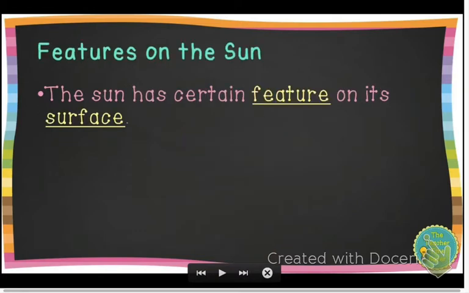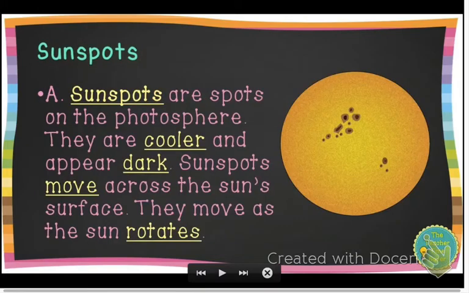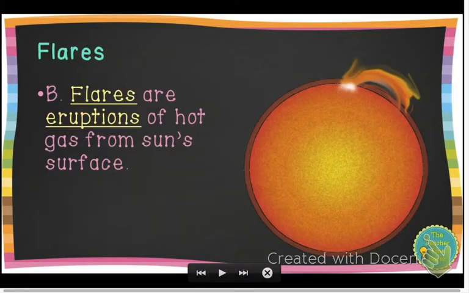Some features on the sun. The sun has certain features on its surface. The first one is sunspots. Sunspots are spots on the photosphere. They are cooler and appear dark. Sunspots move across the sun's surface. They move as the sun rotates. Flares are eruptions of hot gas from sun's surface.